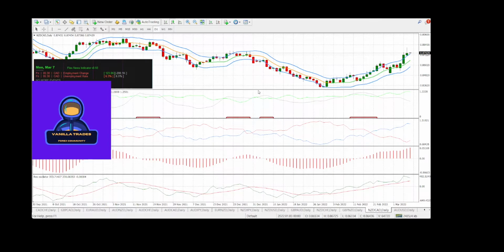So we placed a trade. We kept the trade from last week open. So tomorrow we're going to look at the charts again and see how they go.